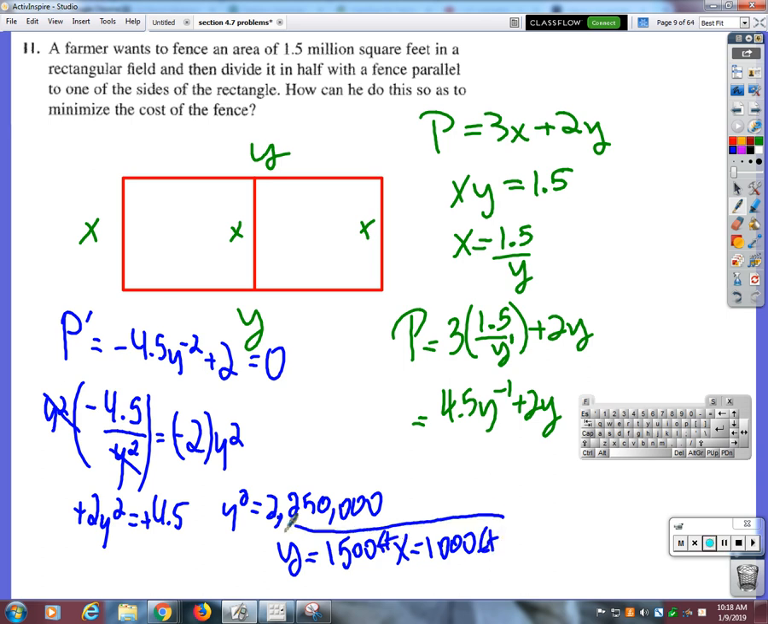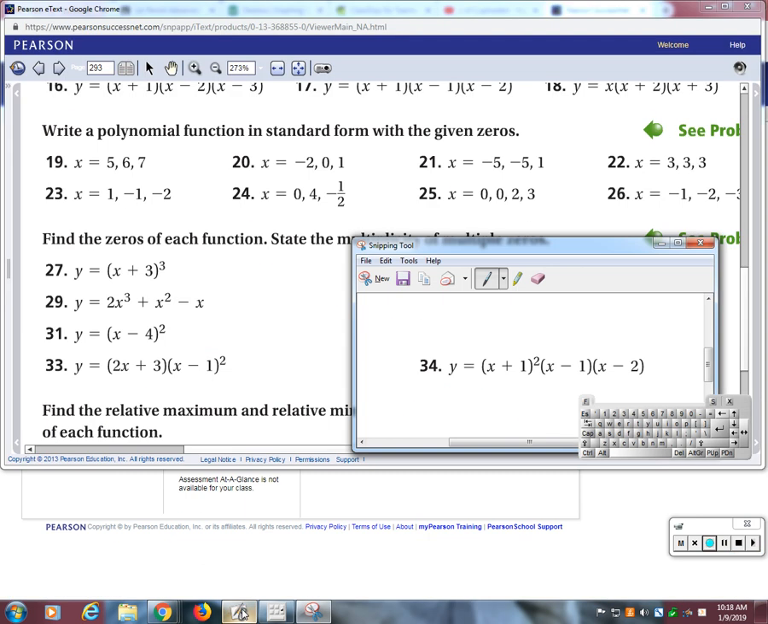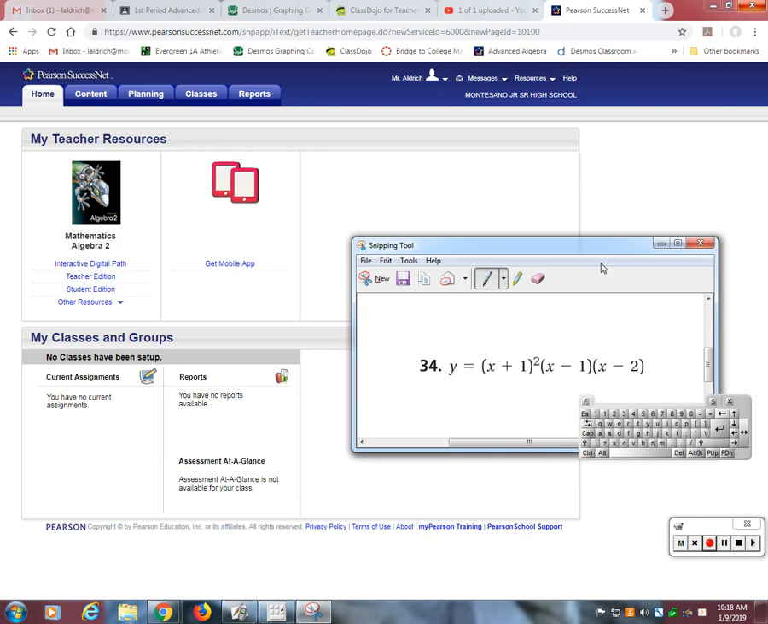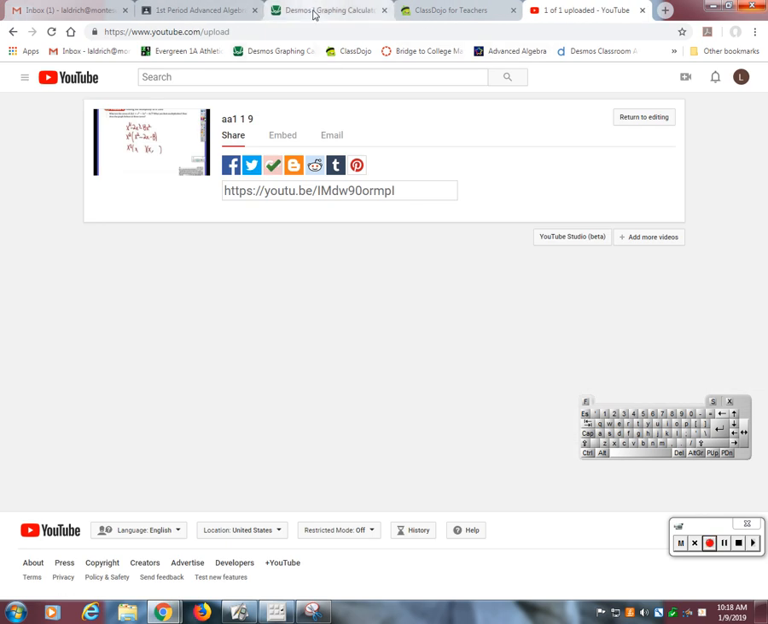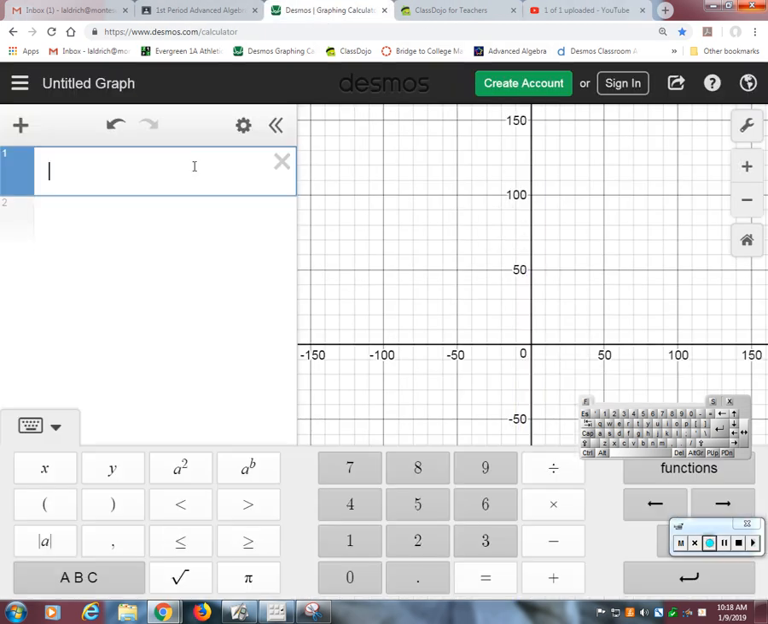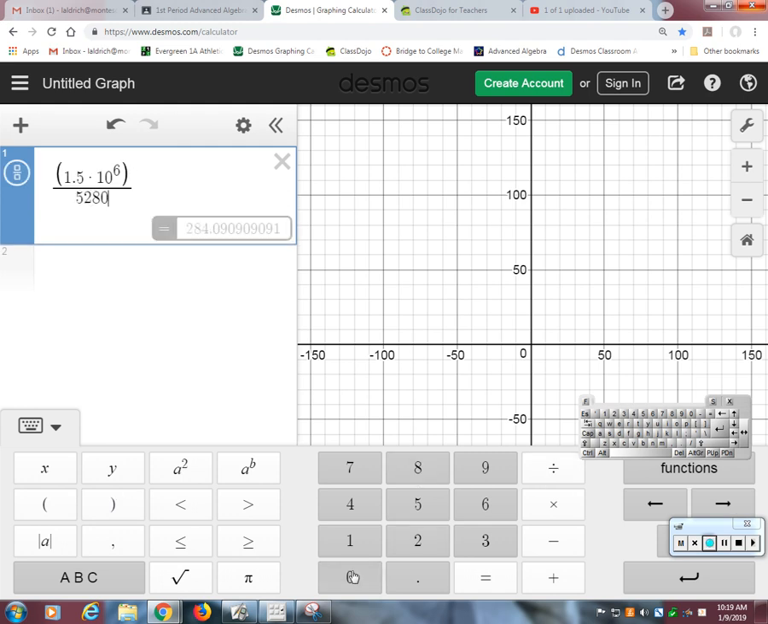So say, man, that'd be a long fence. 1.5 million feet. Yeah, I was kind of wondering that too. 1.5 times 10 to the sixth, because that's 1.5 million, divided by 5,280. 284 miles long fence. Yeah, 284 miles.